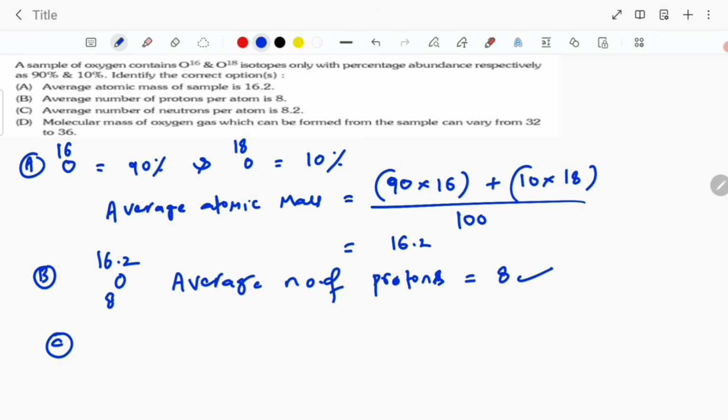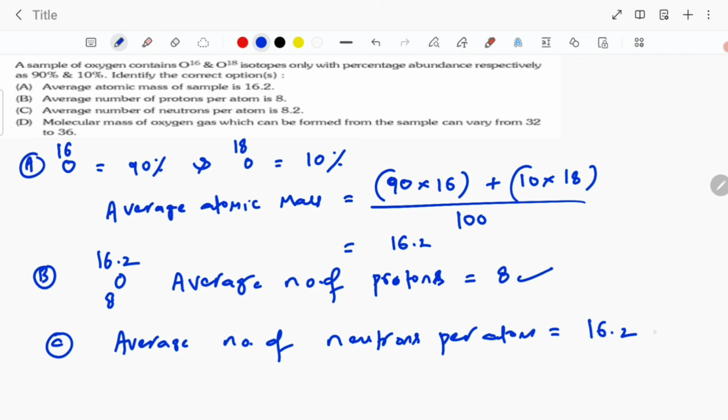So how do we calculate average number of neutrons? Average number of neutrons per atom is equal to, here 16.2 given, minus 8, overall here getting 8.2.